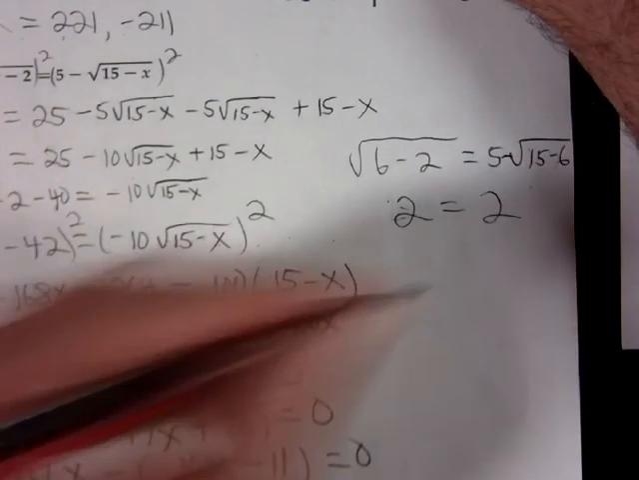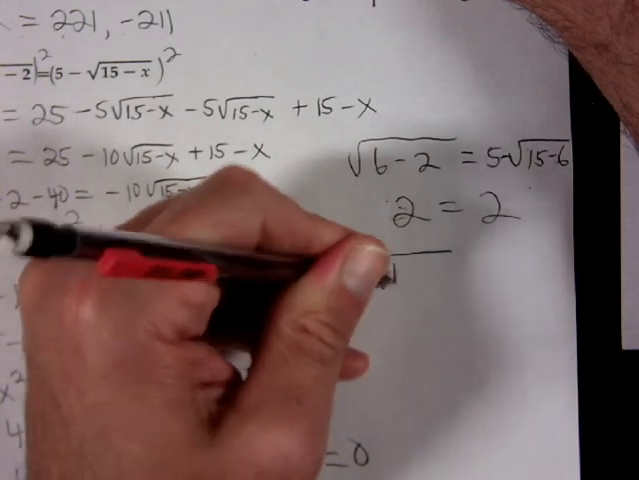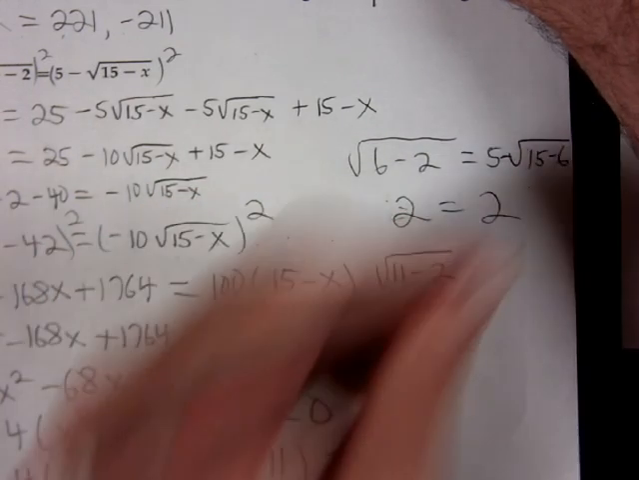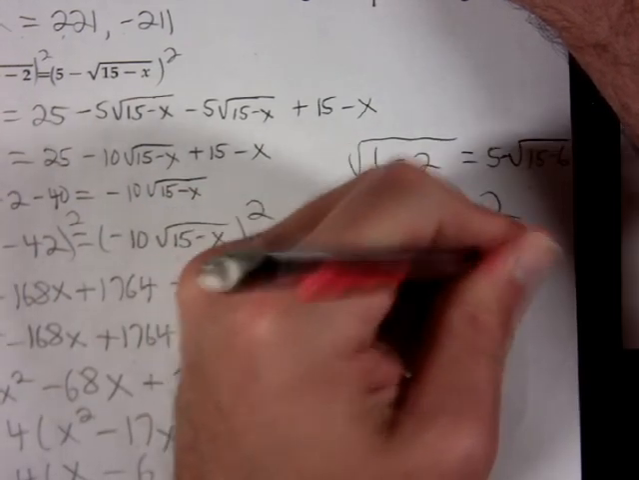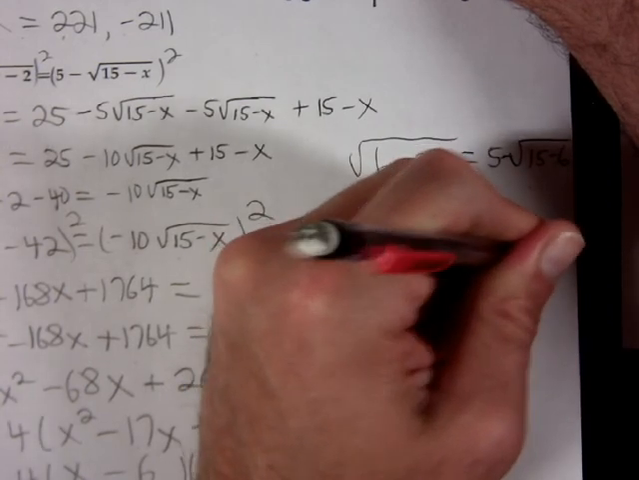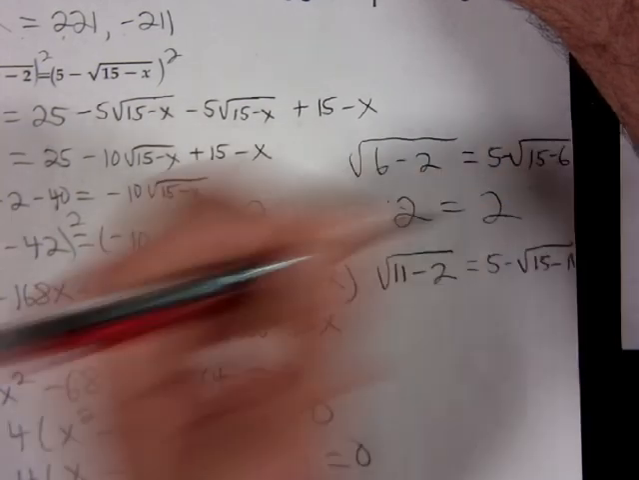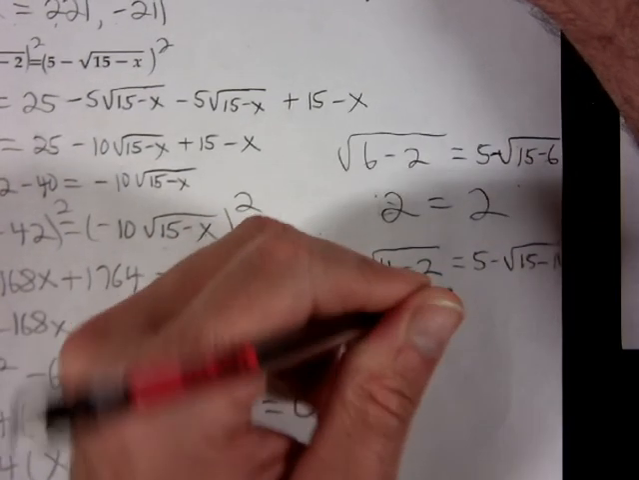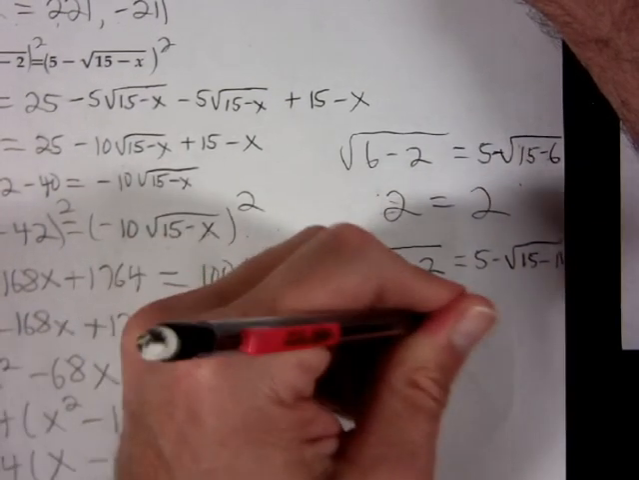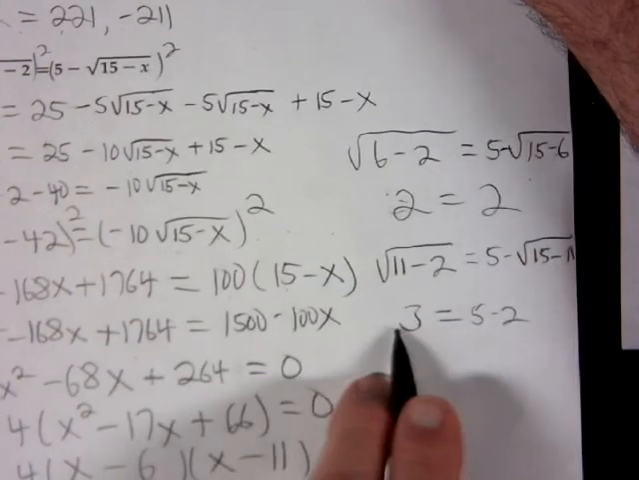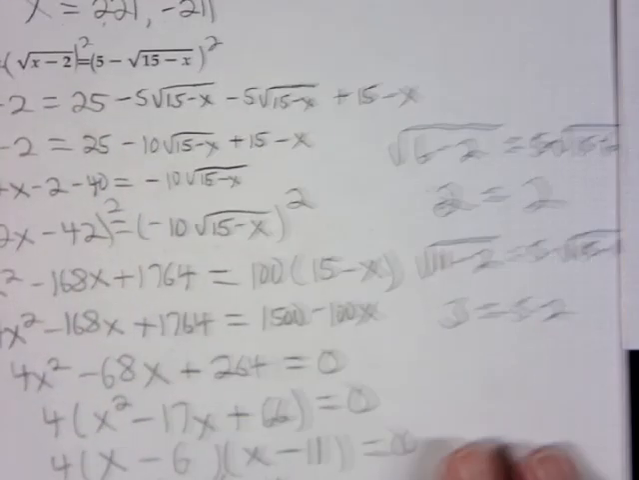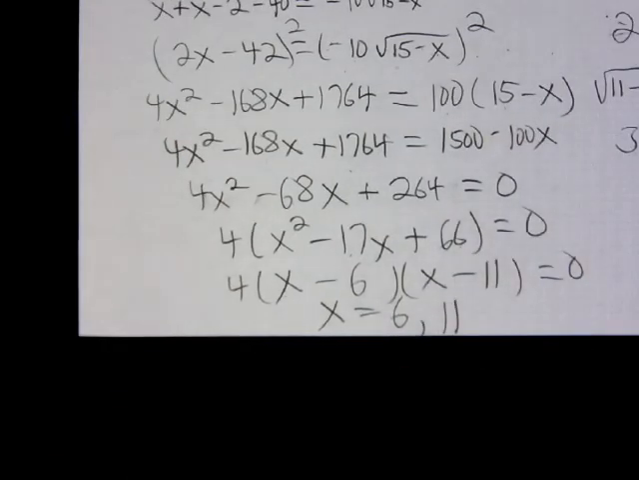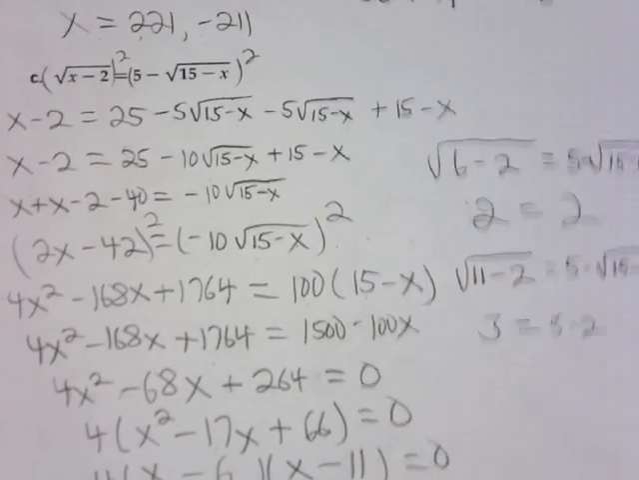What about the next one? Square root of 11 minus 2. We're plugging 11 in here now. Equals 5 minus square root of 15 minus 11. And so that's square root of 9, which is 3, equals 5 minus square root of 4, so that's 5 minus 2, which is 3. So 3 equals 3. That one also checks out. So both of these are good. Didn't have to get rid of any of them, but you've always got to check. All right, so look at that. Wasn't that fun? All right, see you in class.